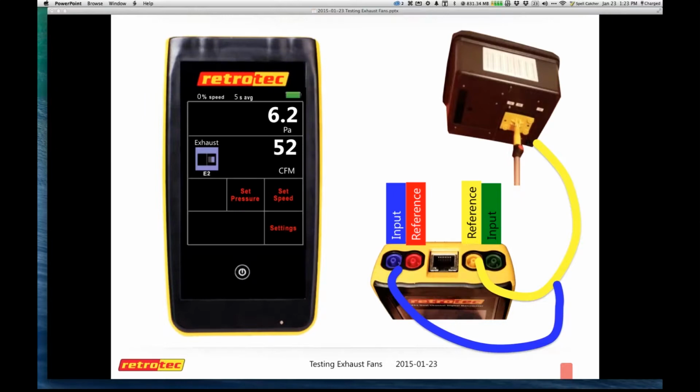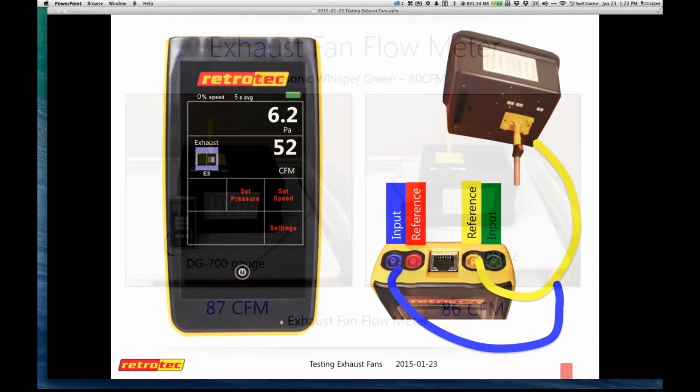And so here I did the same test with both of them, and they were both almost identical results. But I can also see the actual pressure that goes along with that.